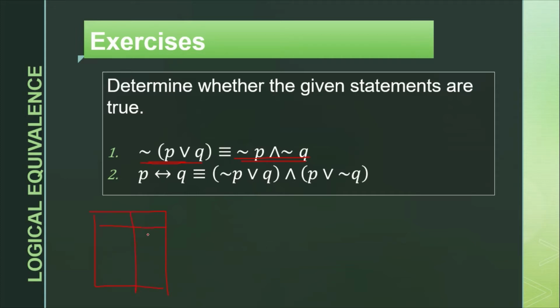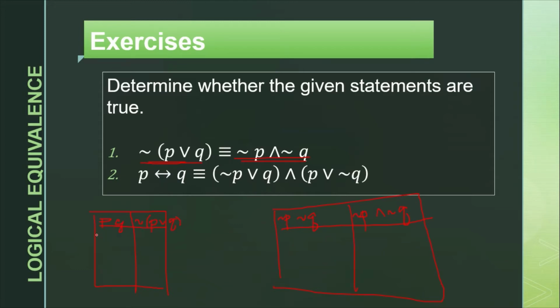So not of the disjunction of P and Q. Then the second table will have the conjunction of not P and not Q. Now, say for example, if not P, what are the variables that are given? The combinations of the first is P and Q. This one is not P and not Q.